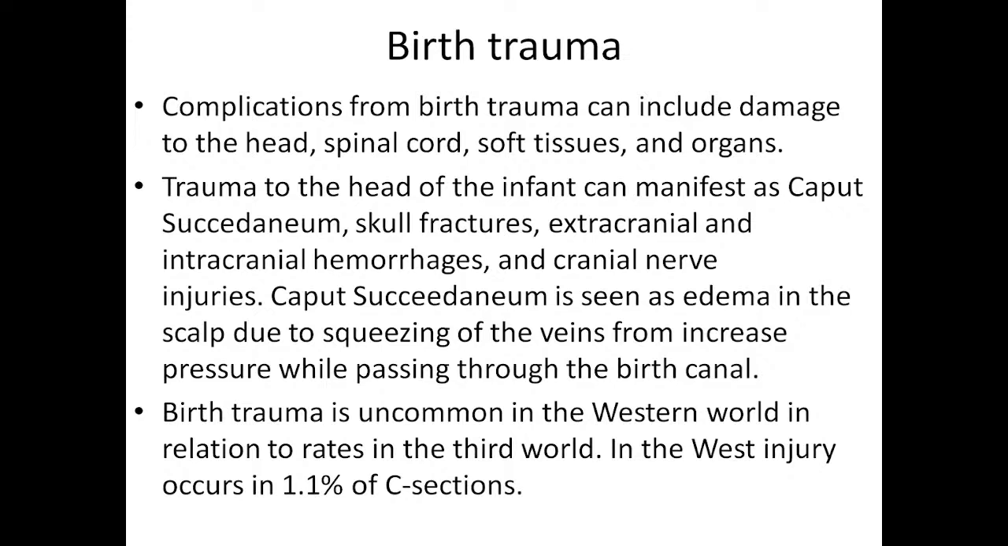Complications from birth trauma can include damage to the head, spinal cord, soft tissue, and organs. Trauma to the head of the infant can manifest as caput succedaneum, skull fractures, extracranial and intracranial hemorrhage, and cranial nerve injuries. Caput succedaneum is seen as edema in the scalp due to squeezing of the vein from increased pressure while passing through the birth canal.